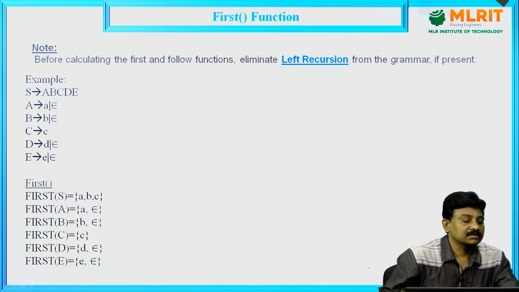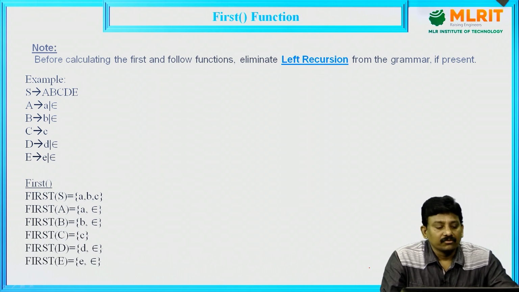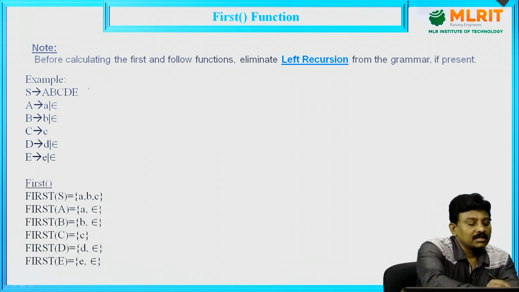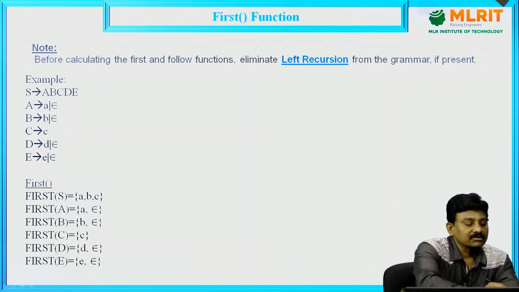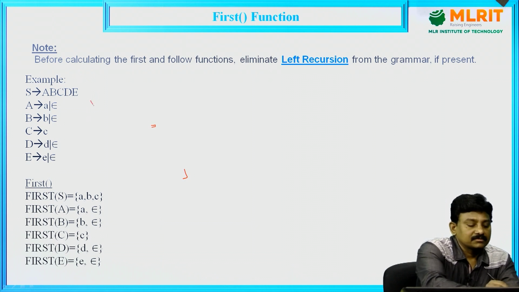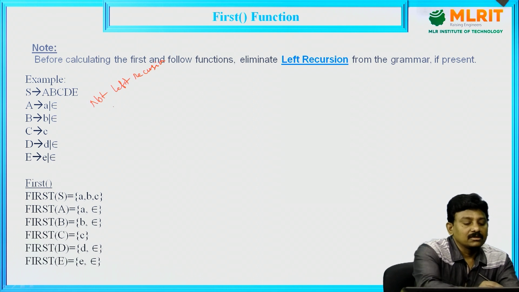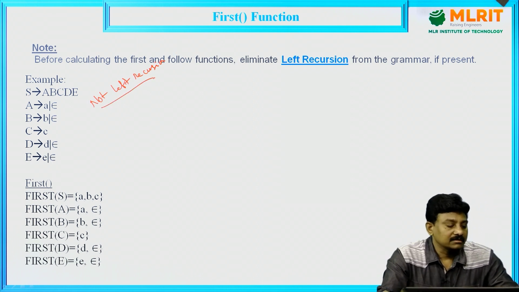Now, we calculate this example. Before calculating first and follow functions of any grammar, you have to eliminate left recursion from the grammar if left recursion is present. If left recursion is not present, there is no need to eliminate it. In this example, S derives ABCDE, A derives A or epsilon, B derives B or epsilon, C derives C, D derives D or epsilon, E derives E or epsilon. Here this grammar is not left recursive, so there is no need to eliminate left recursion. Directly you can calculate the first function.